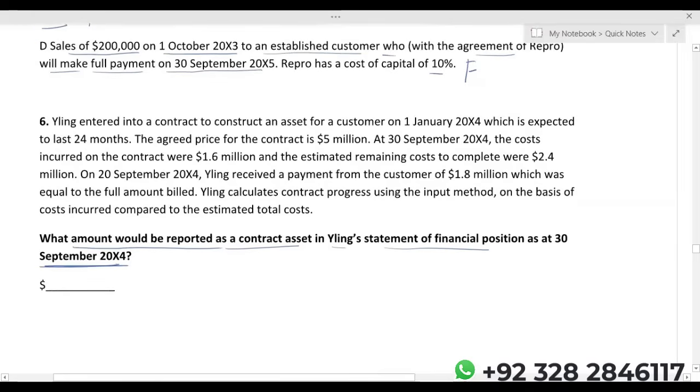Actually, when your revenue is more and the amount which you have billed is less, then the difference will be simply your contract asset.